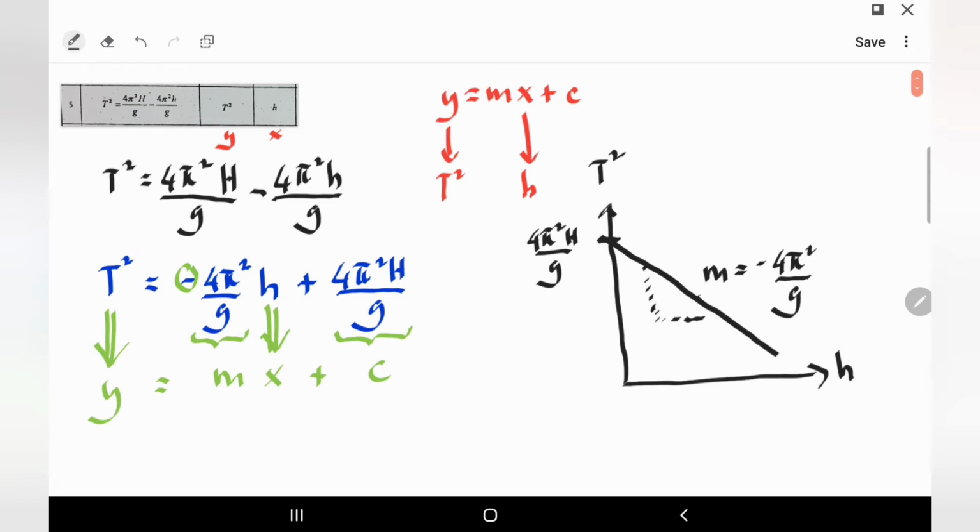So for question number 5, the answer is gradient equals to negative 4 pi squared over g, and then the y-intercept now equals to 4 pi squared h over g. So this is the gradient and this is the y-intercept.